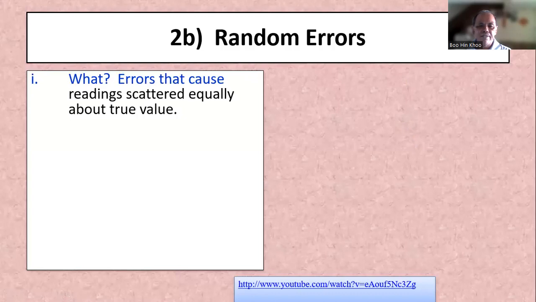What is random error? Errors that cause the reading to scatter equally about a true value. There's a mean value. And when we take the measurement of the diameter of the wire, for example, some will be higher, some will be smaller. So that's why it scatters equally about a true value.